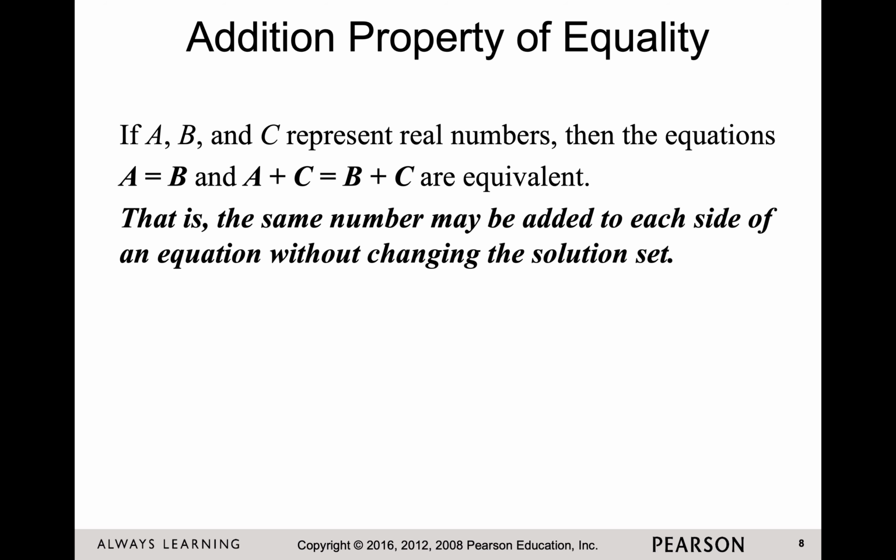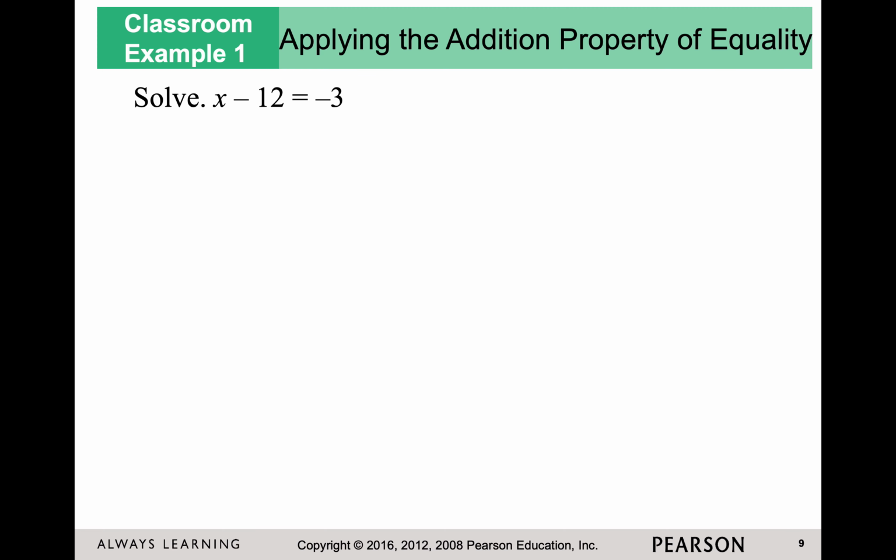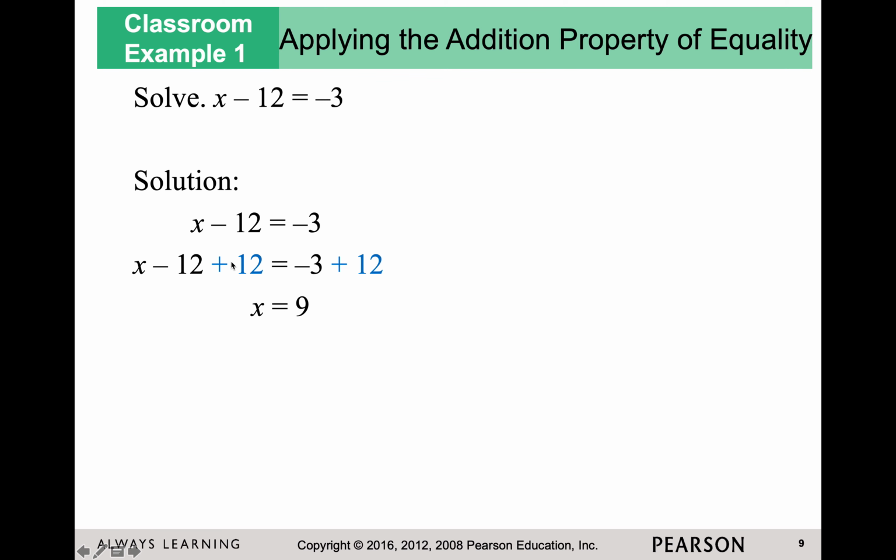So in this property, the addition property of equality, if I'm trying to isolate a variable, which means get it alone, what it says is I can take the inverse operation of subtraction. So what is the opposite of subtraction? It's addition. And I can add 12 to both sides to get x alone. So the addition property of equality is this step with the blue. It's when I'm adding the same value to both sides of the equal sign, which then results in negative 12 plus 12 canceling out, and I have x equals 9.